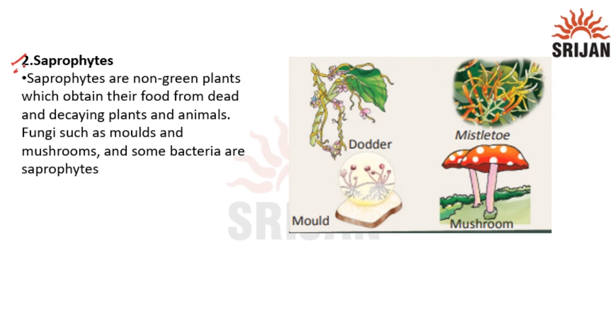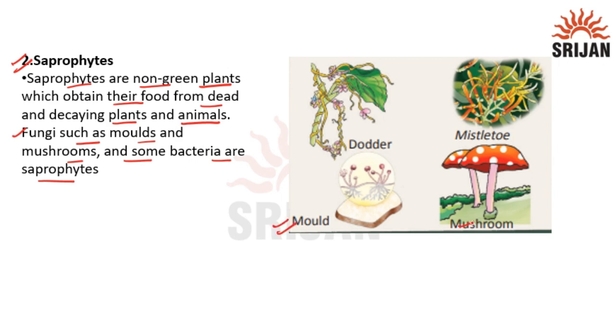Next is saprophytes. Saprophytes are non-green plants which obtain their food from dead and decaying plants and animals. Fungi such as molds and mushrooms and some bacteria are saprophytes.